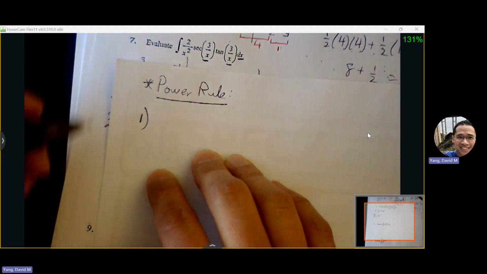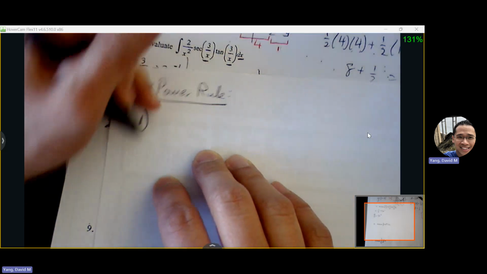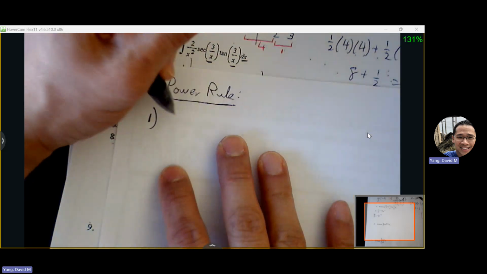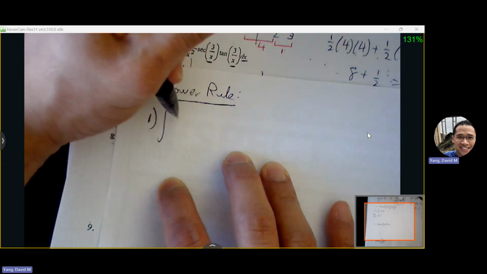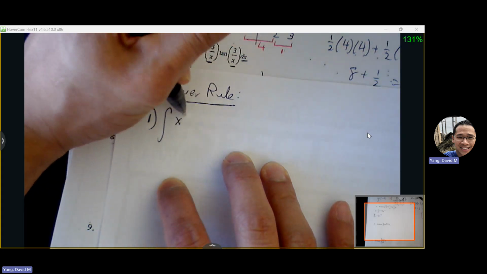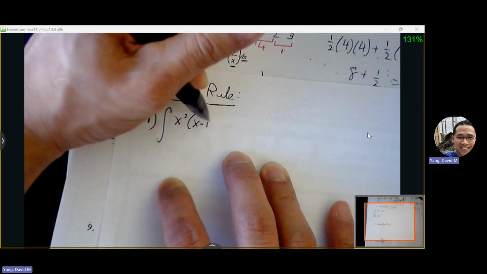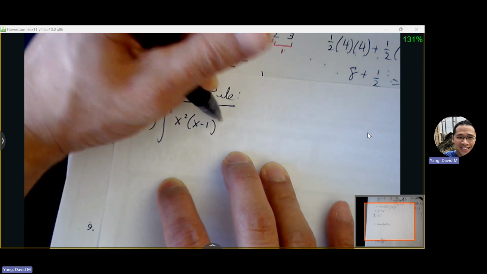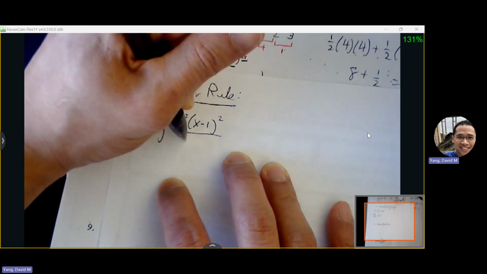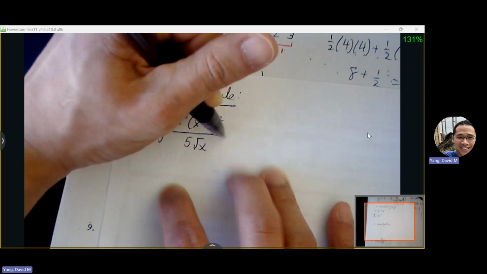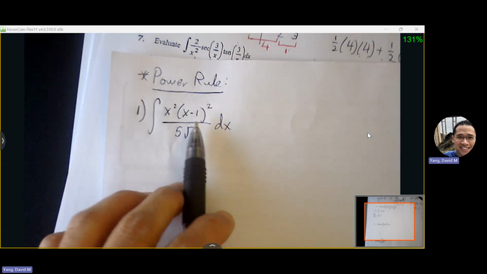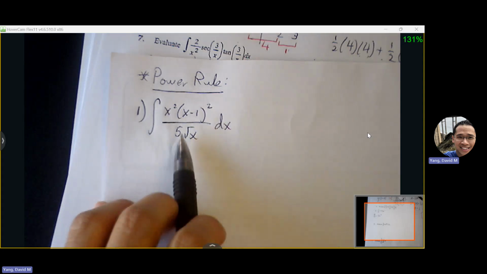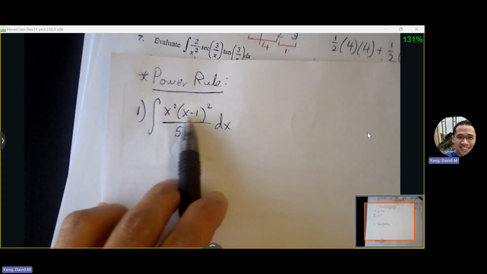U substitution. So I just want to kind of show you 3 variations of problems that are meant to be power rule. So one is something like this. If I had x squared times x minus 1 squared over 5 root x dx. Okay. I know we see a set of parentheses, and it feels like it's a little bit complicated with a fraction, but if you look, this is manageable, right?